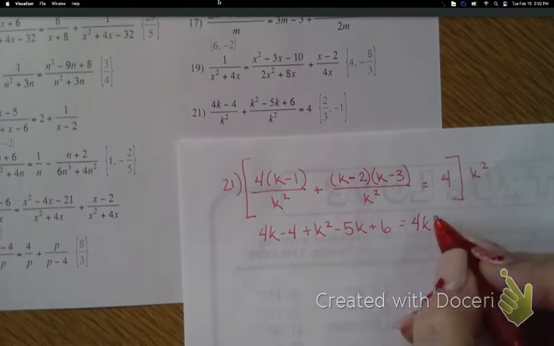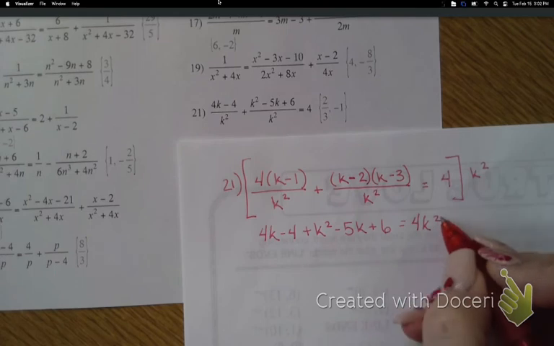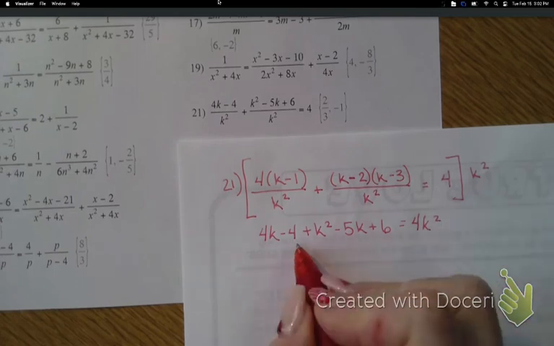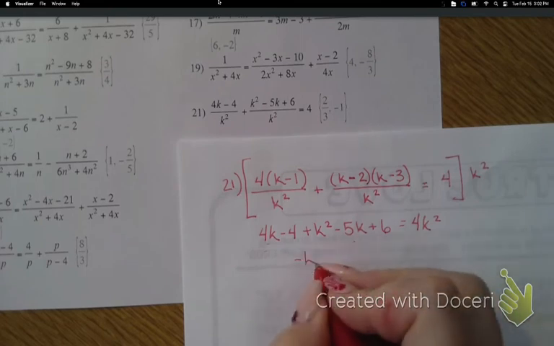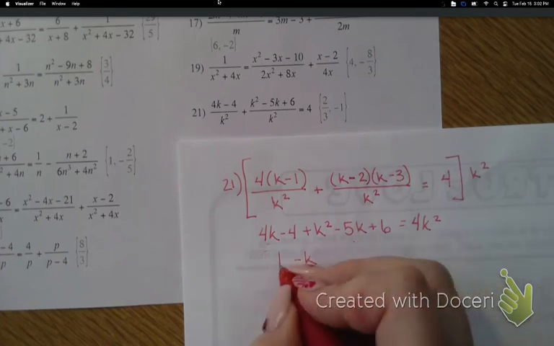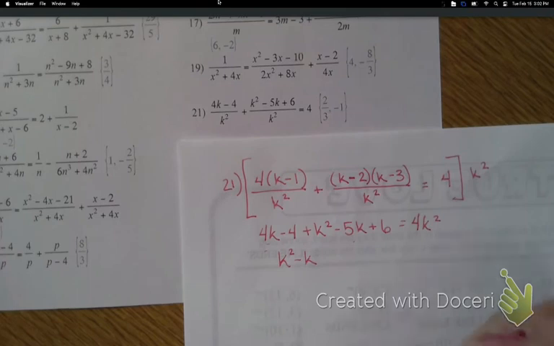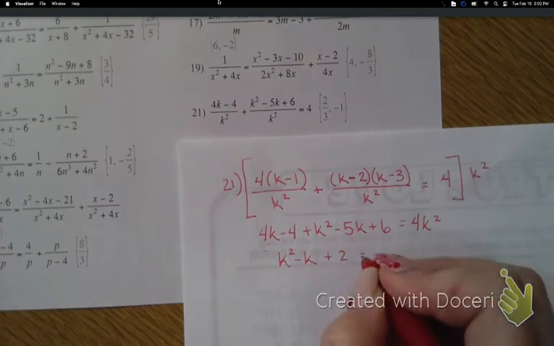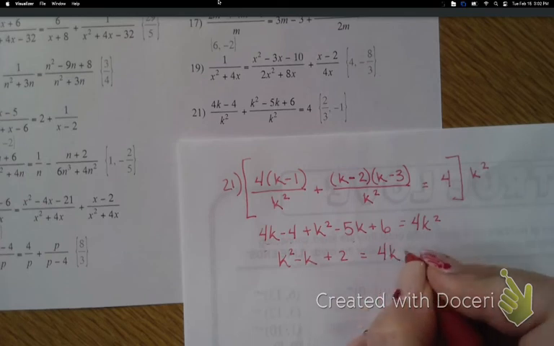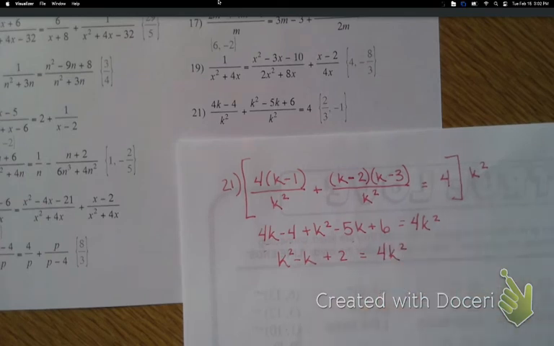So this is going to be a quadratic, isn't it? And we'll do some steps. Okay, so I got what? Negative k, k squared minus k plus 2 equals 4k squared. It's quadratic. I have to set it equal to what? 0. So I'm going to move everything over there, correct? Because I want a positive k squared.